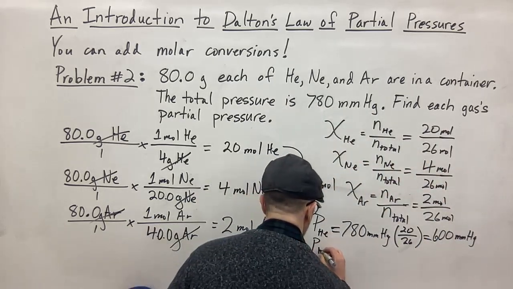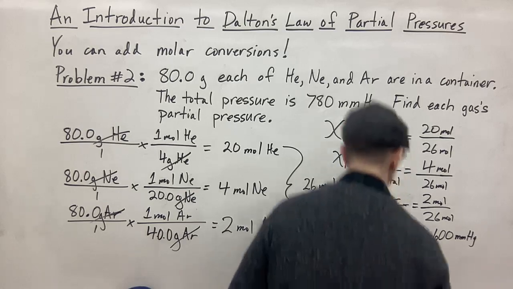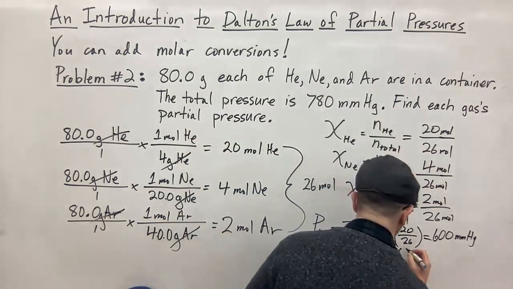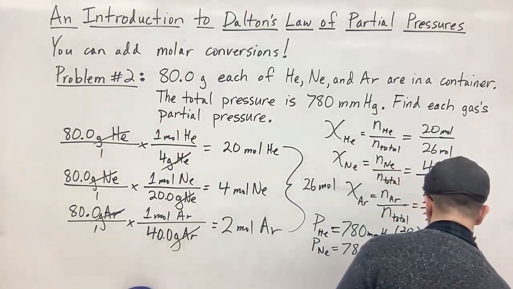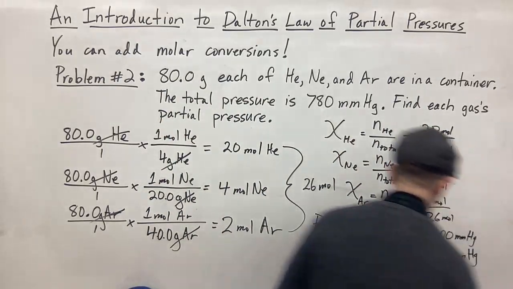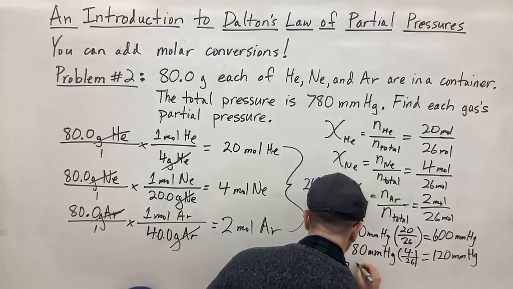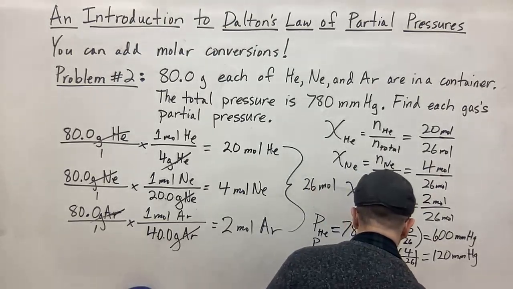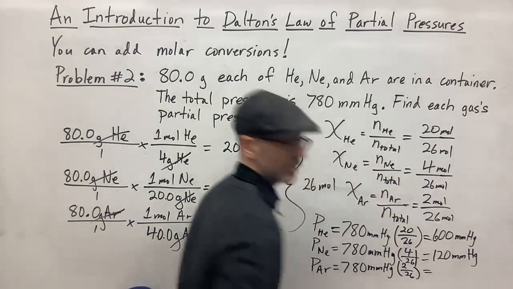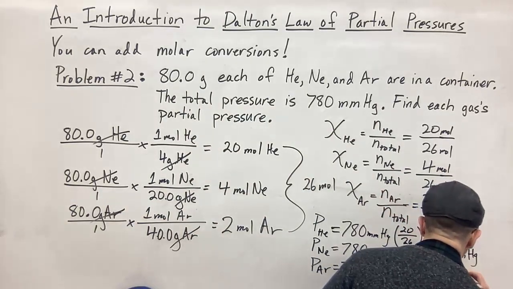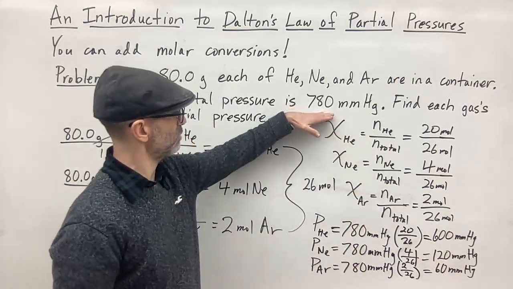And then the partial pressure of neon is again equal to the total pressure, 780 millimeters of mercury, multiplied by its mole fraction, which is 4 over 26. So 4 moles over 26 moles. Calculate that out and you get 120 millimeters of mercury. And then finally you do the argon. So the partial pressure of argon is equal to 780 millimeters of mercury multiplied by the mole fraction of argon, which is 2 over 26. And again, that's going to be equal to 60 millimeters of mercury. And so here, if you add all these up, you get 780 millimeters of mercury.